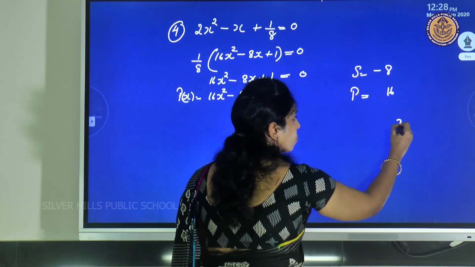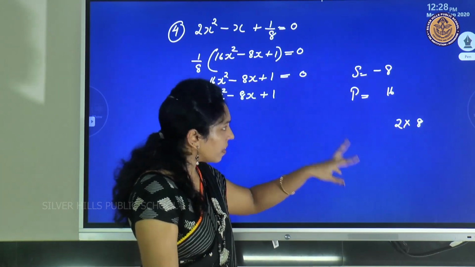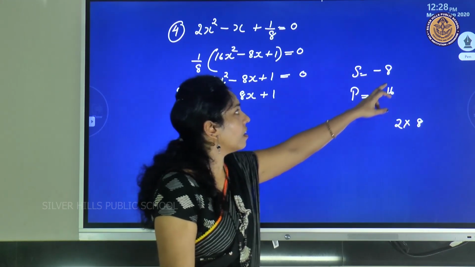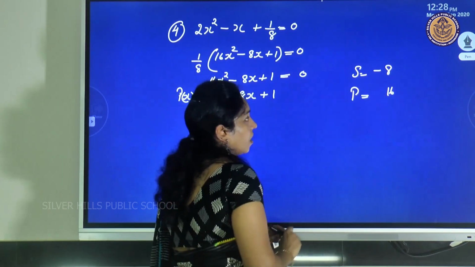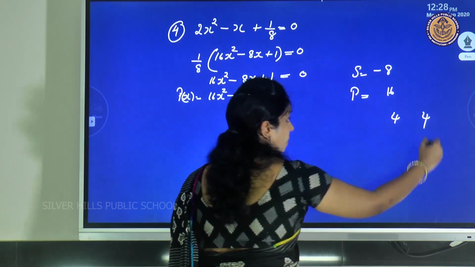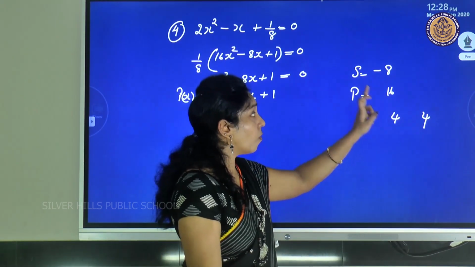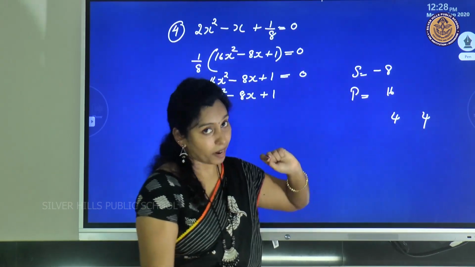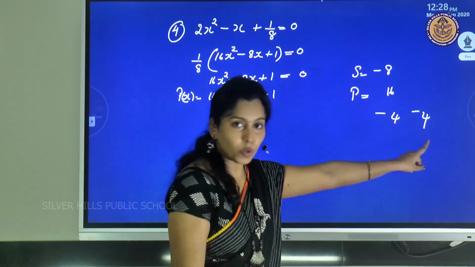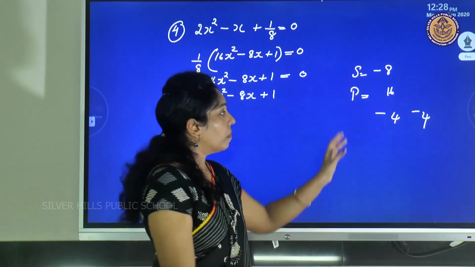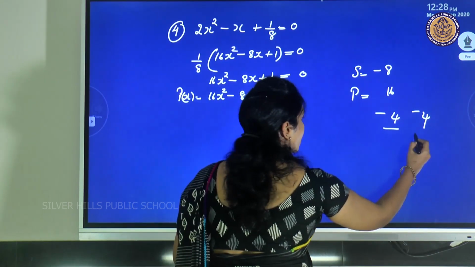So, 2 into 8 is equal to 16. But then 2 plus 8 or minus 2 plus 8, nothing gives you the answer minus 8. So, we will have to select some other combination. Why don't we select 4 and 4? We know 4 into 4 is 16. 4 plus 4 is 8. But then I need minus 8. So, what to do? Just change the sign. Minus 4 into minus 4 gives you 16. Minus 4 plus minus 4 is minus 8. So, our selection is ready.